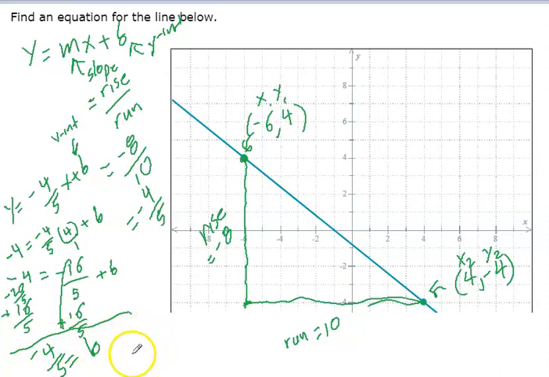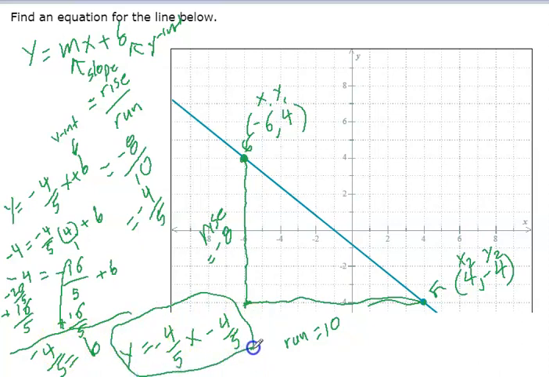Then finally, we can write the equation of the line, which would be y is equal to our slope, which we found previously was -4/5 x, plus our y-intercept, or in this case, minus 4/5, because our y-intercept b was negative 4/5. And there we have the equation of the line.